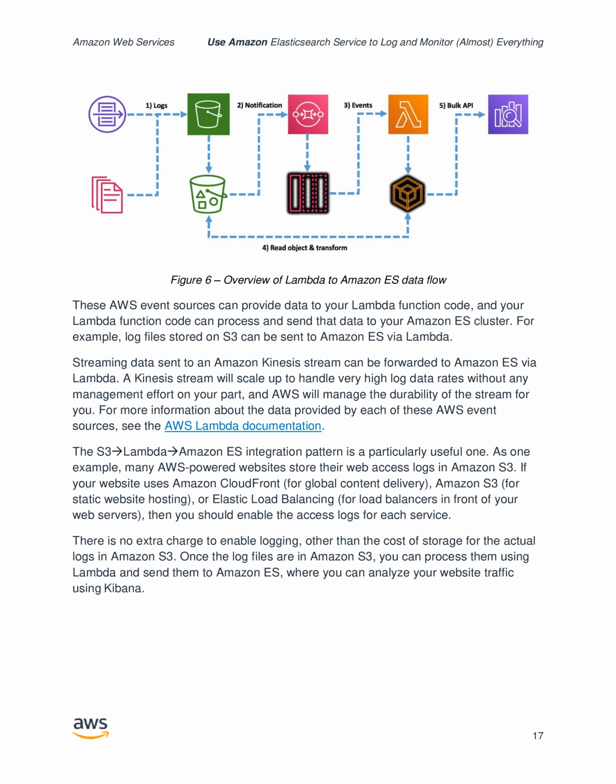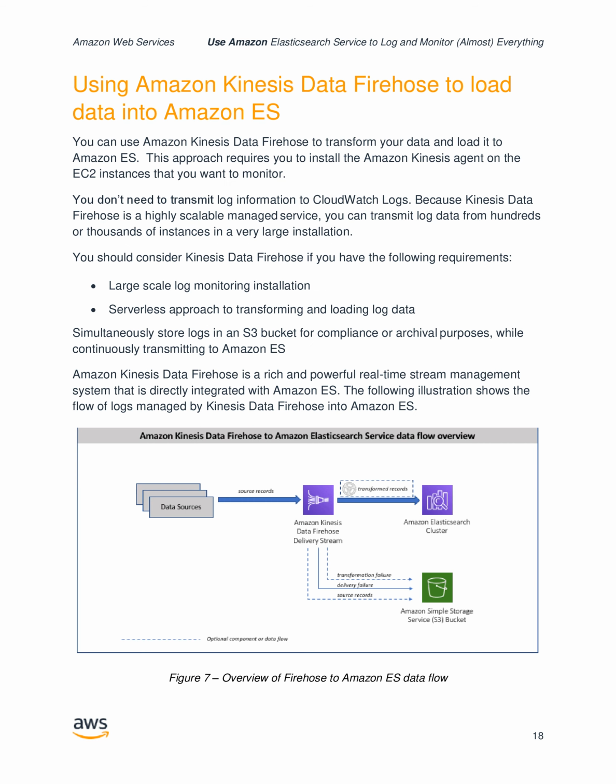Once the log files are in Amazon S3, you can process them using Lambda and send them to Amazon S, where you can analyze your website traffic using Kibana. Using Amazon Kinesis Data Firehose to load data into Amazon S. You can use Amazon Kinesis Data Firehose to transform your data and load it to Amazon S.